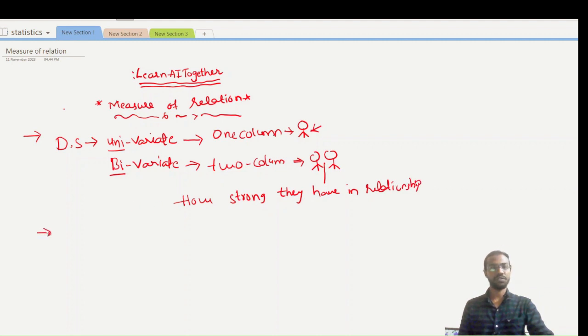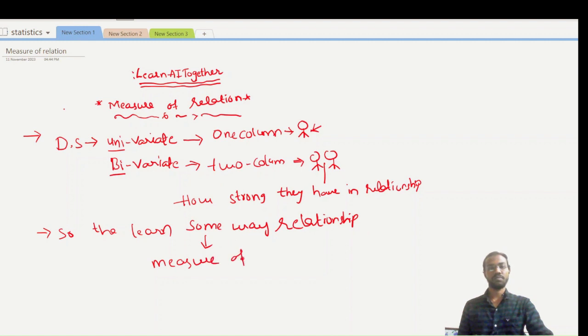So we need some way of measuring relations, some way of measuring relationship. We use the concept of measure of relation. In measure of relation, we use two measures for computing the relationship. Those measures are nothing but one is covariance and the other is correlation.